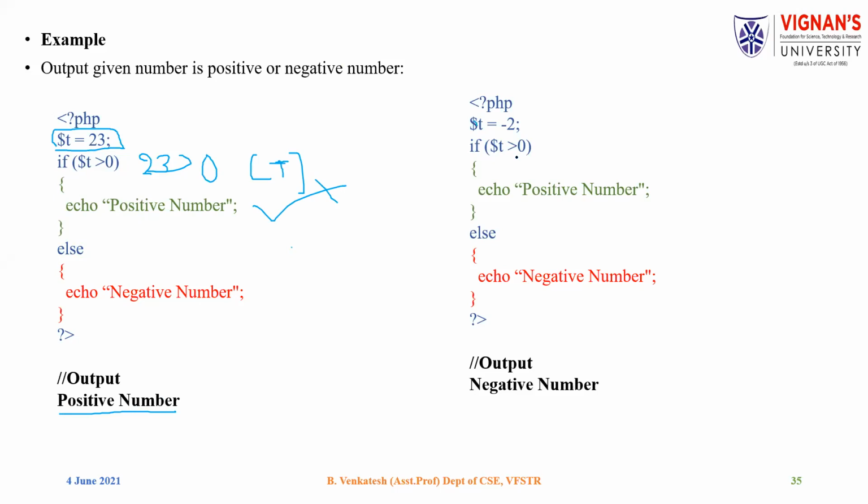So let us see this example. Here we are declaring a variable with -2. Here we check: is -2 greater than 0? Is it true? No, it is false. So this block, the else block, is going to execute. So as output we are getting negative number.